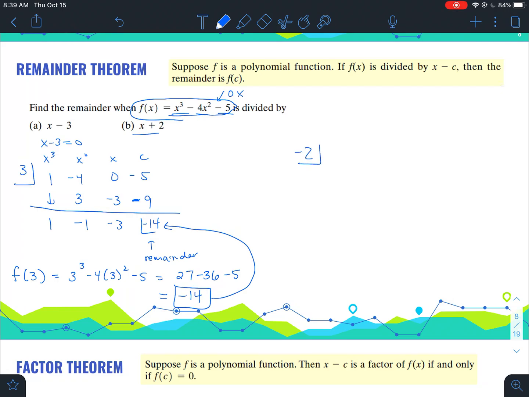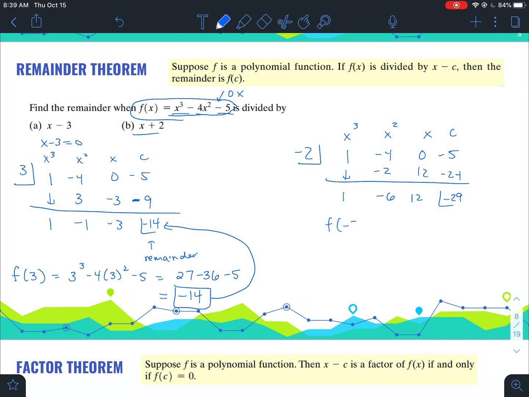So if I take negative 2 and do the exact same thing, x to the third, x squared, x and my constant, I would get 1, negative 4, 0, negative 5. So bring down the first one. So 1, negative 2, negative 6, 12, 12, negative 24, so negative 29. So my remainder is negative 29.